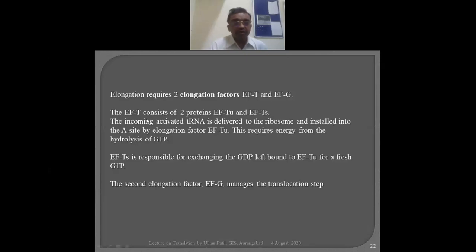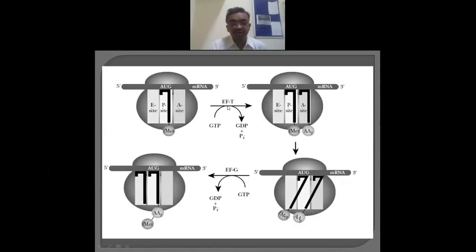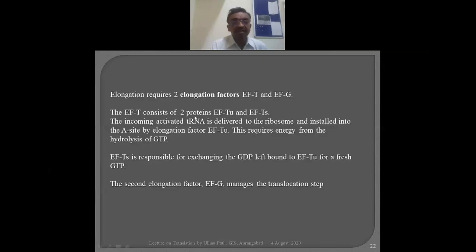Okay. Here elongation requires two factors, EF-Tu and EF-G. Here it is shown. In the first step EF-T is required, and in another EF-G is required. EF-T consists of two proteins, the elongation factors EF-Tu and EF-Ts. The incoming activated tRNA is delivered to the ribosome and installed into the A site by the elongation factor, particularly EF-Tu. So this EF-Tu plays a role to install the newly coming tRNA at the A site.